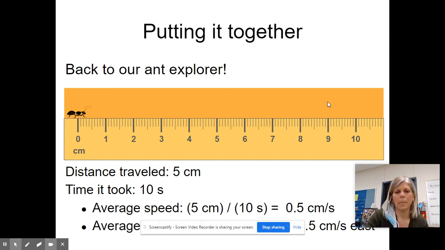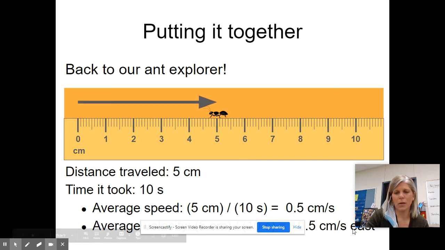Now, if you notice, it's traveling east, and we have that added measurement back here that gives us our velocity. Anytime you add direction to speed, it then becomes velocity. Velocity is speed and direction.